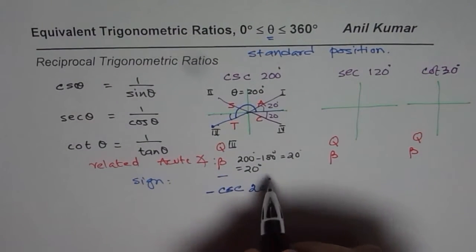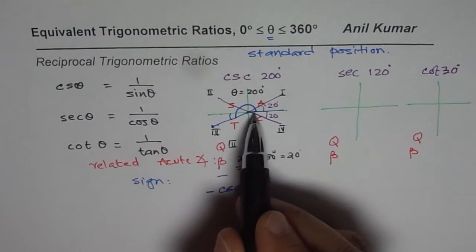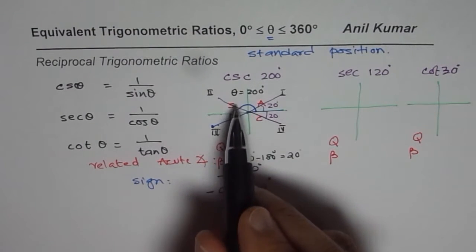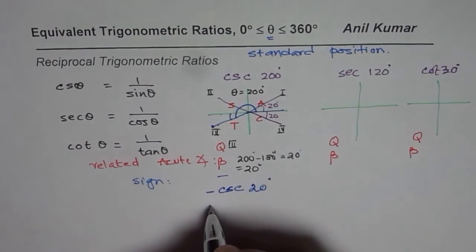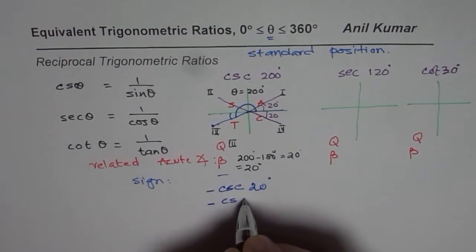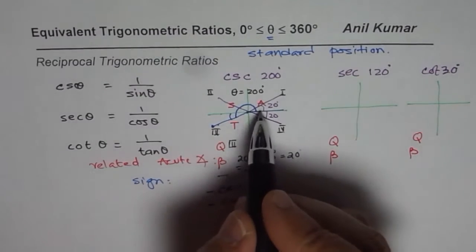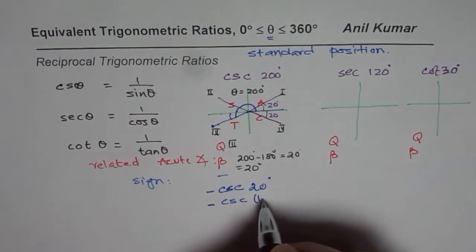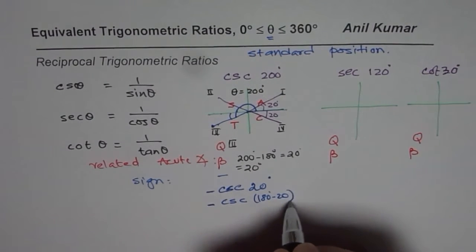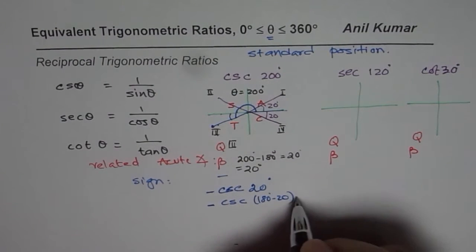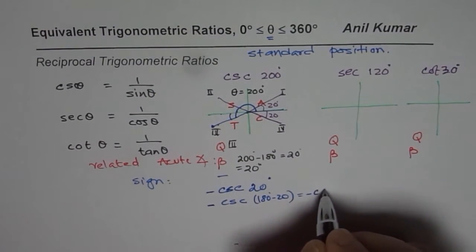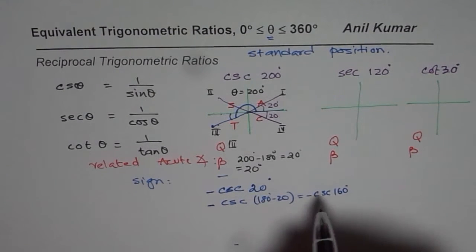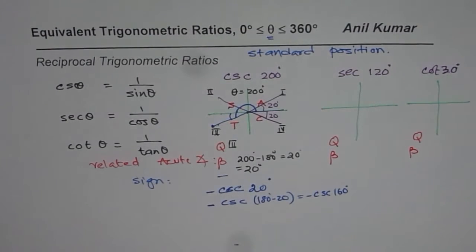Do you understand? Now, in quadrant 2, sine is positive, and therefore cosecant will be positive, right? Again, we'll write it with a negative sign, and cosecant of what is that angle? 180 minus 20, right? So 180 degrees minus 20. So we can write this as equal to minus cosecant 160 degrees, okay? So that is the angle in this position.